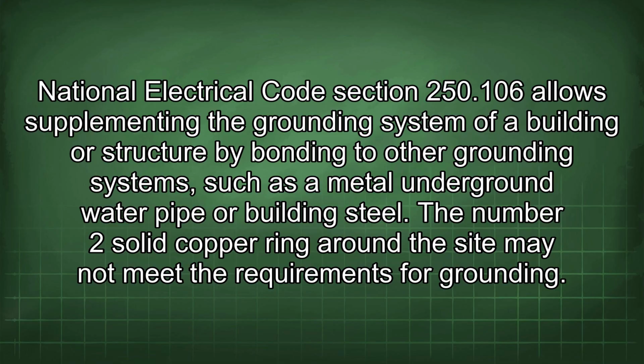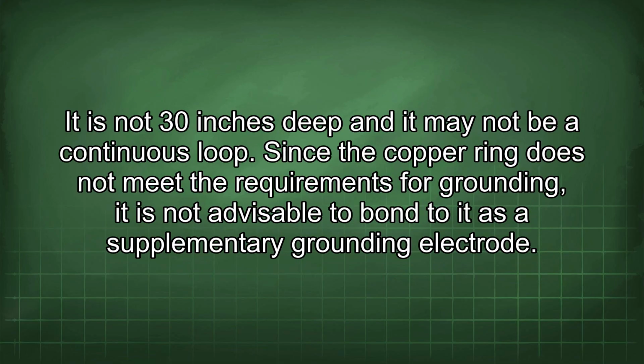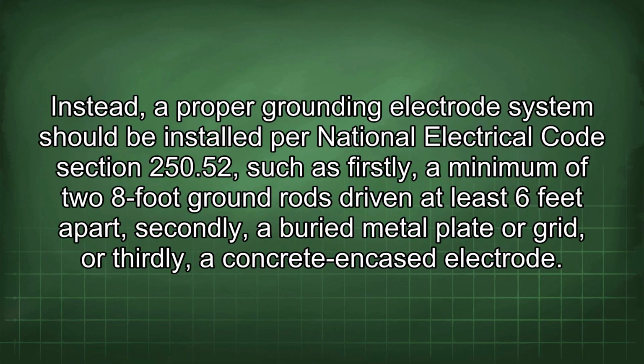The number 2 solid copper ring around the site may not meet the requirements for grounding. It is not 30 inches deep and it may not be a continuous loop. Since the copper ring does not meet the requirements for grounding, it is not advisable to bond to it as a supplementary grounding electrode.